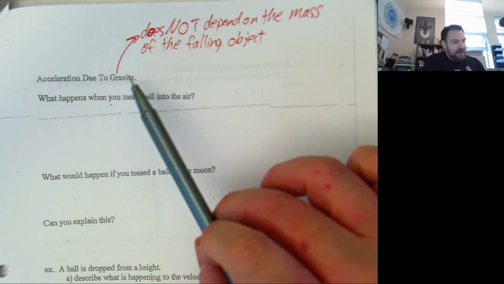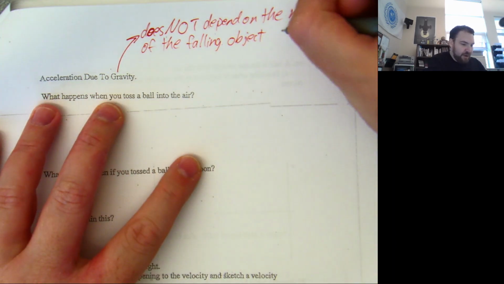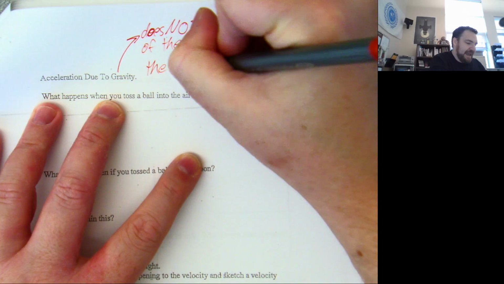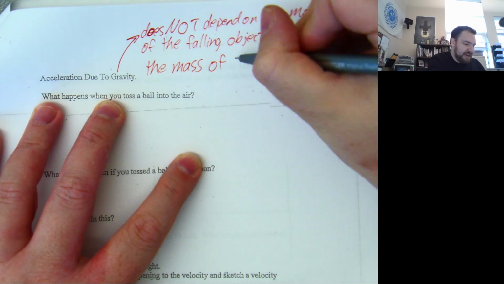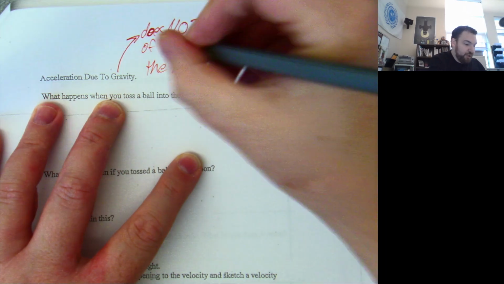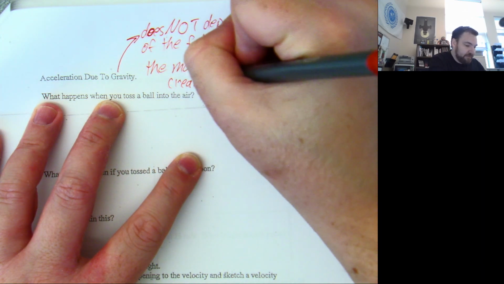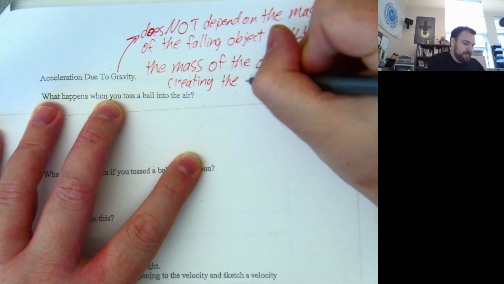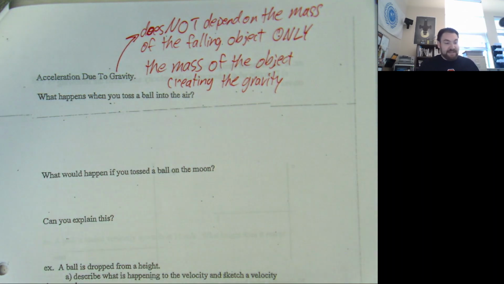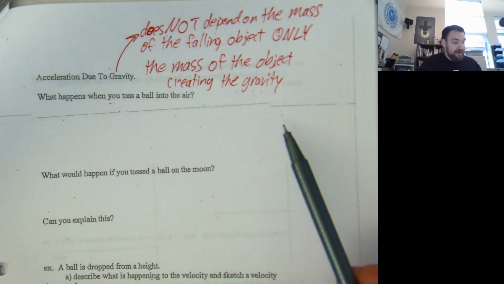So the acceleration due to gravity does not depend on the mass of the falling object, only on the mass of the object creating the gravity, which we're going to look at in more detail in a subsequent chapter.